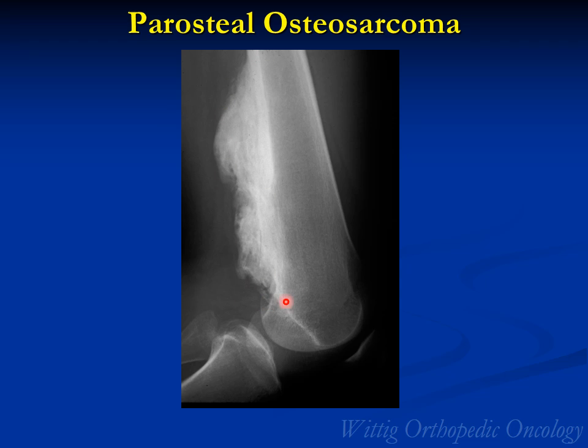Here's a paraosteal osteosarcoma of the posterior distal femur. Again, it almost looks like a cauliflower stuck to the posterior surface of the bone. The cortex is intact, and it's fluffy and cloud-like or marble-like off the posterior aspect of the femur. Very worrisome for a paraosteal osteosarcoma.